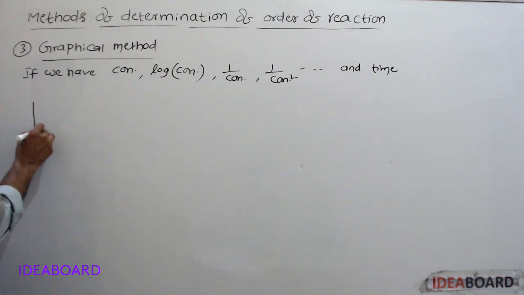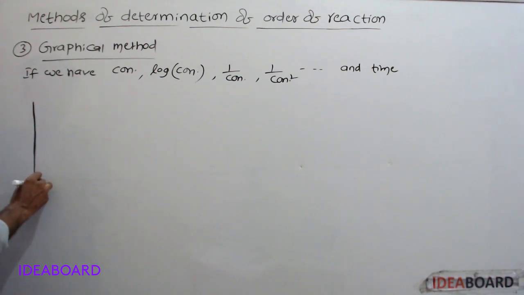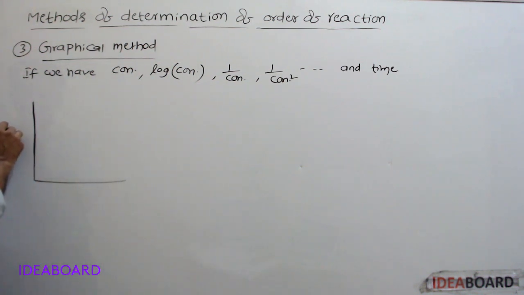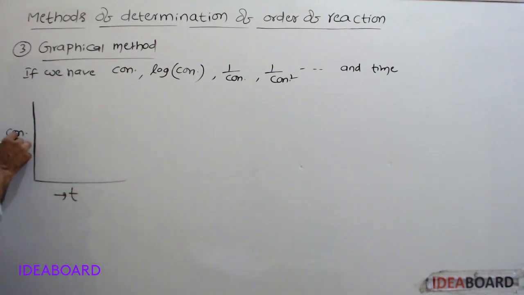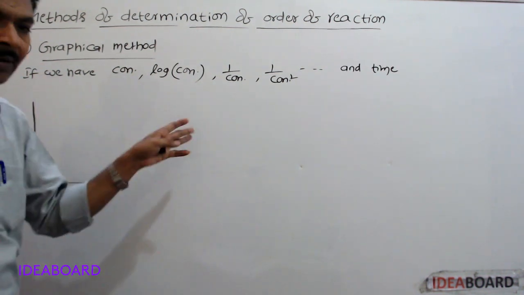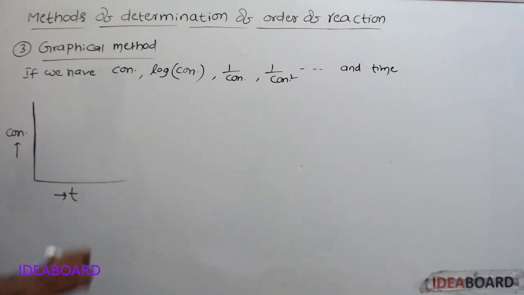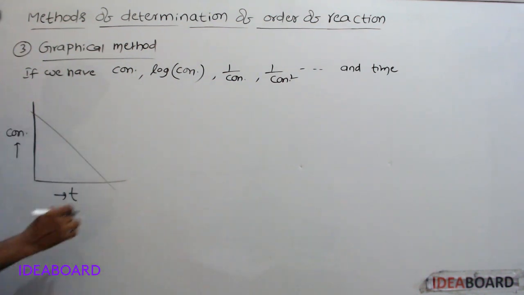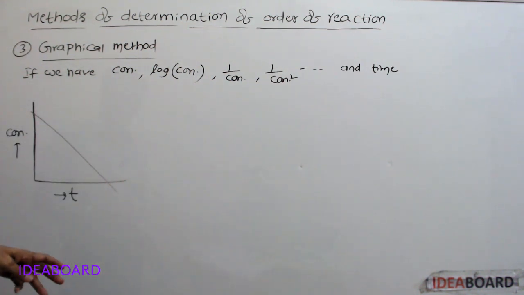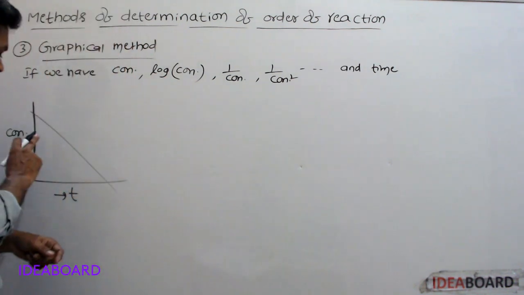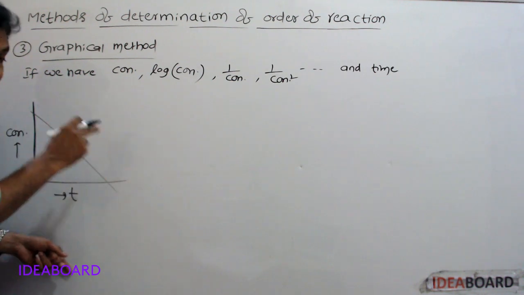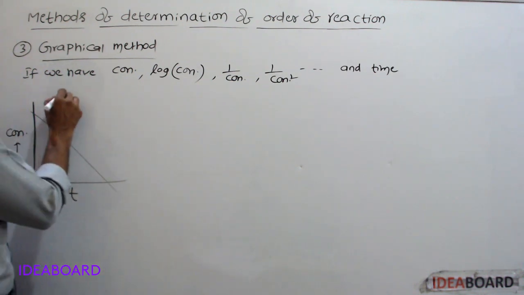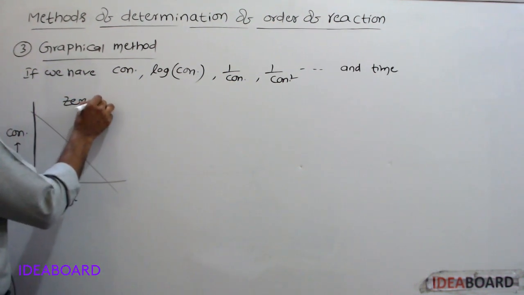if a graph is plotted between concentration and time, and if a straight line with negative slope is obtained, it indicates a zero order reaction.